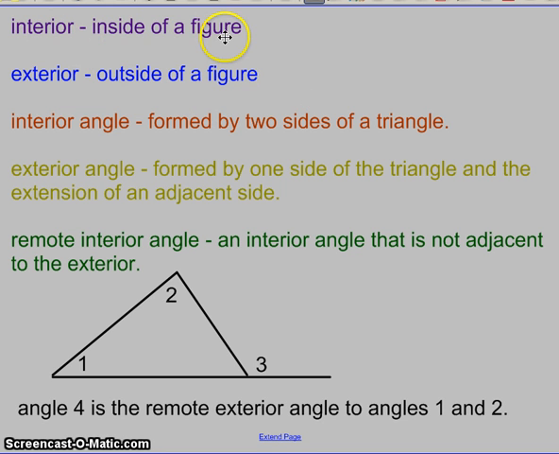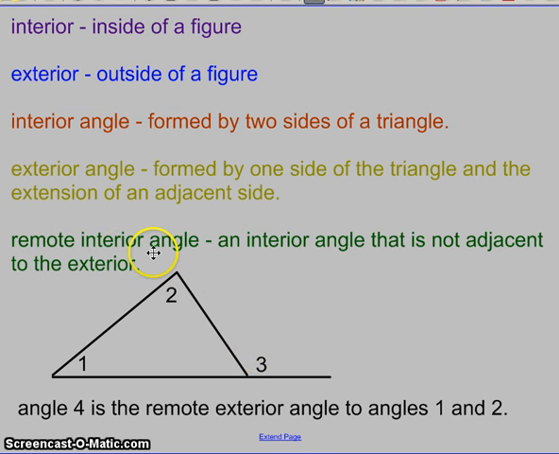Alright, interior of course means inside, exterior means outside. An interior angle is going to be formed by two sides of the triangle, and exterior angles may be formed from one side of a triangle and the extension of an adjacent side. So this here, with this number 3 down here, would be an exterior angle.